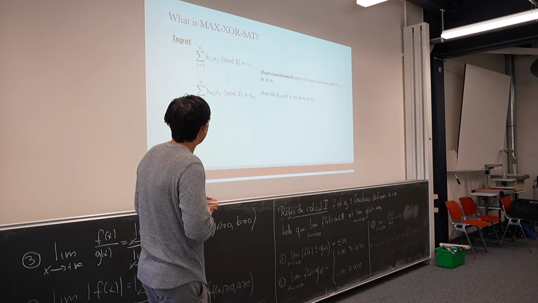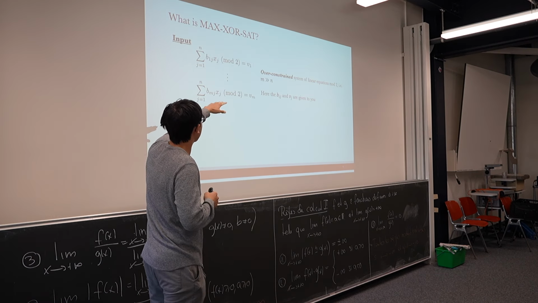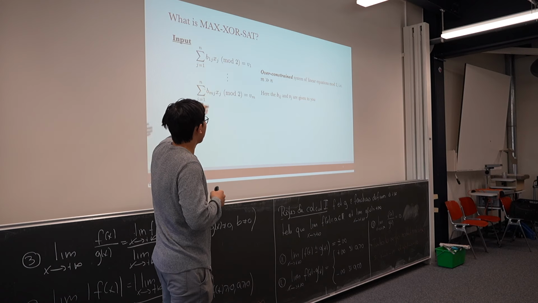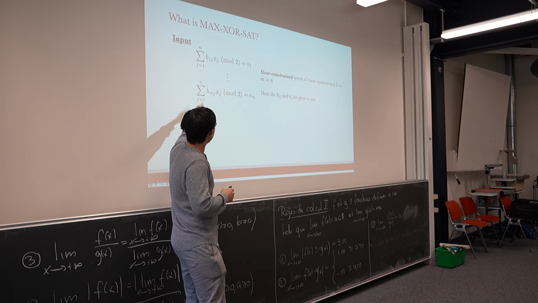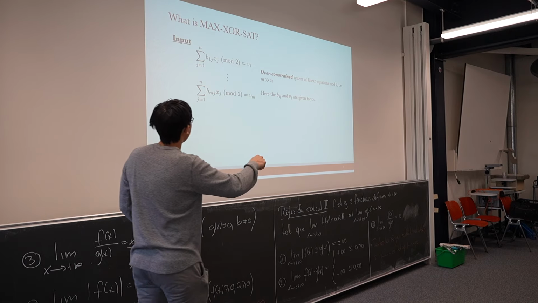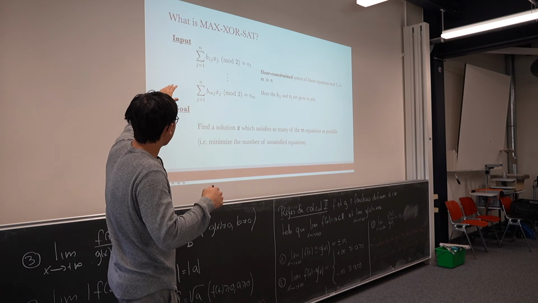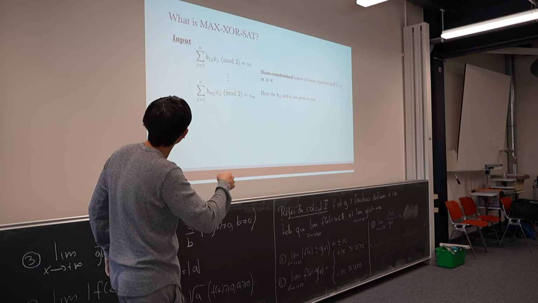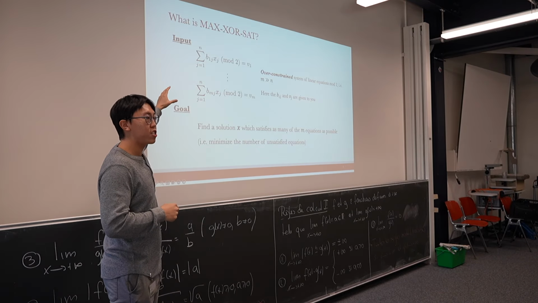What is that? Here I'm going to specify to you a bunch of equations. Each equation looks like this: a mod 2 sum of B_ij times x_j, and this is supposed to equal v_i. And we have m of these equations. I specify to you the B_ij, and I also specify the v_i's. Your goal is to find a solution, which are these x's, such that you satisfy as many of these equations as possible.